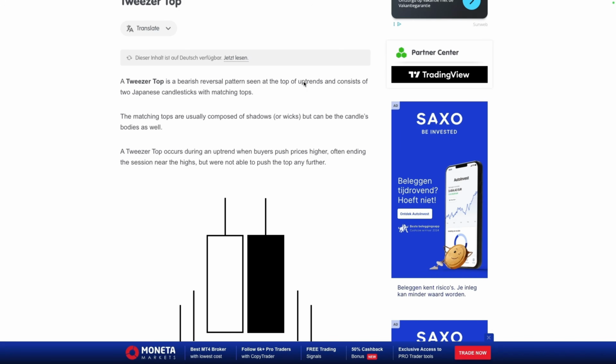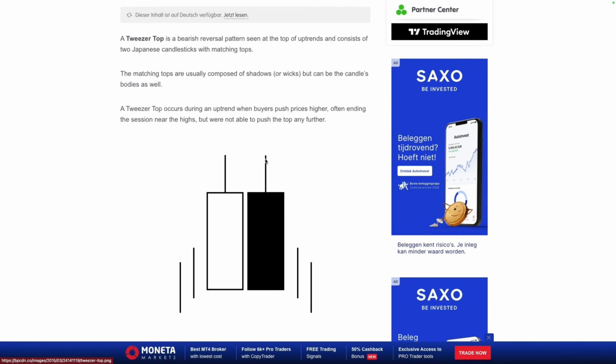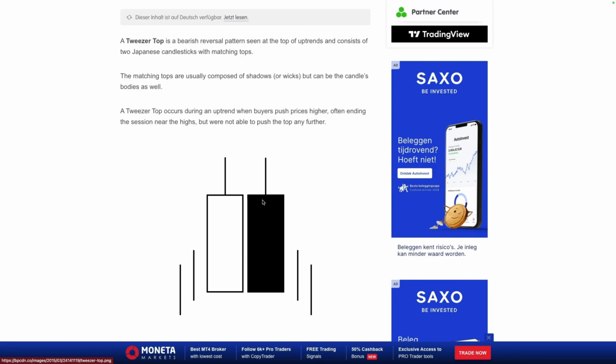Top of an uptrend consists of two Japanese candlesticks. So we're always doing it with candlesticks with matching tops. These are the tops here, these wicks. Here we see the body size. So pretty much we need at least two candles which are having a kind of a similar top, highest high point of time. So here the matching tops are usually composed of shadows, aka wicks, but can be the candles bodies as well. So doesn't need to be these wicks, can be also the body here, these ones.